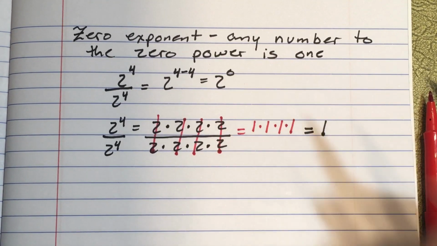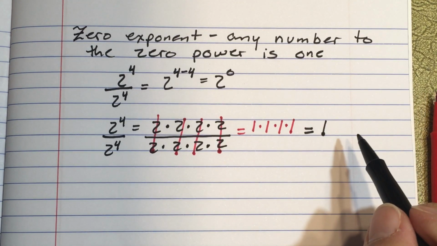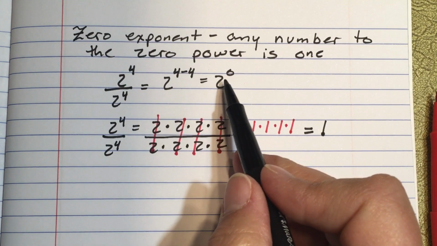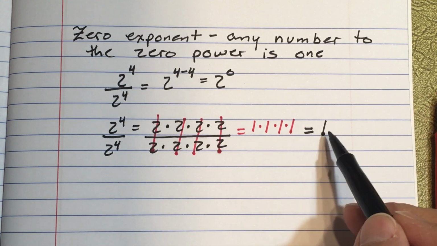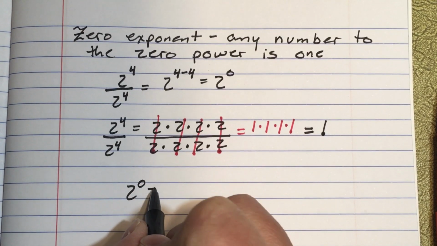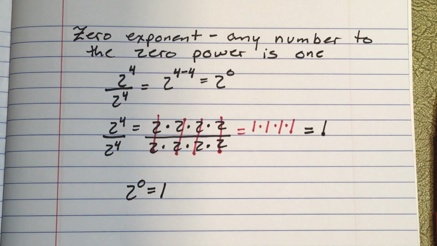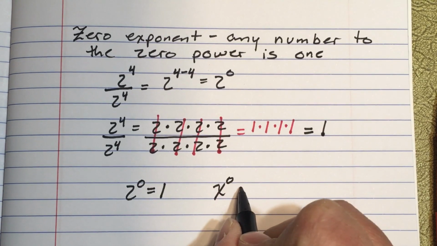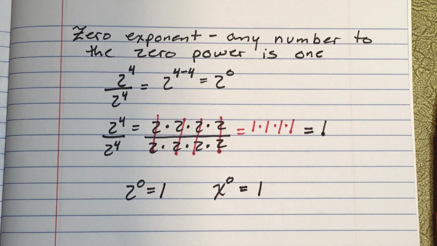But Bono, you said that 2 to the 0 power. There you go. It's the same thing, the quotient rule. If I subtract them, I get 2 to the 0 power. If I expand it, I still get 1. So that means 2 to the 0 power is equal to 1. Now you could do the same thing with variables. And you could have x to the 0 power equals 1.